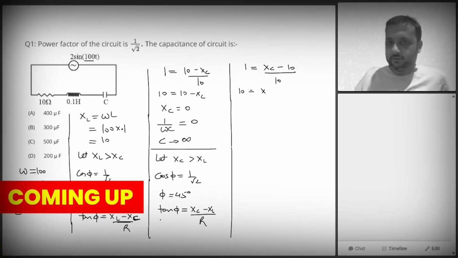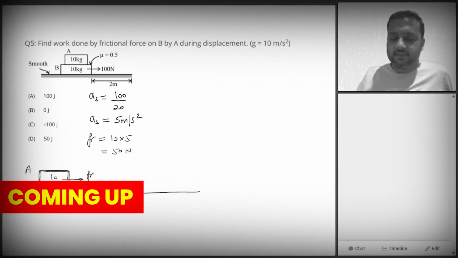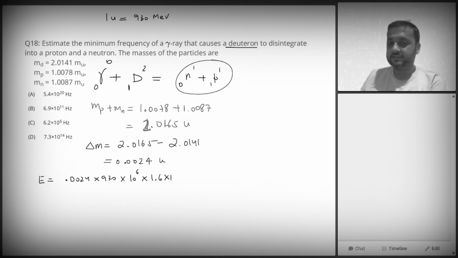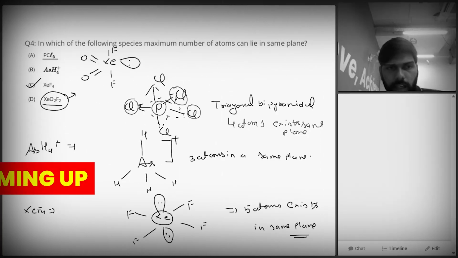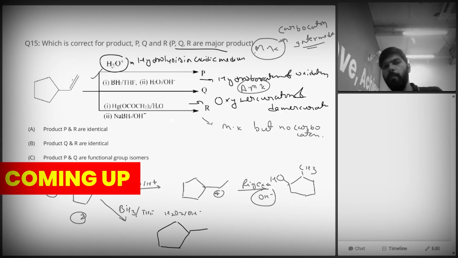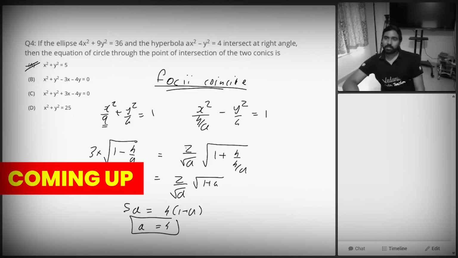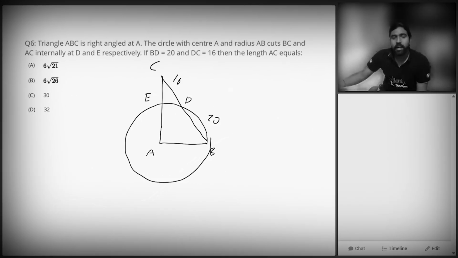So you can see that 10 will be equal to XC minus 10. So if we assume A and B as a system, that means we are saying that friction acting on the block A is 50 Newton. And electron volt means 1.6 into 10 to the power minus 19 joules. XeF4 is the right answer. Okay, and simply here OH will attach and here H will come. That's it. We'll always lie on the circle x square plus y square equal to 5. BD is given to you as 20 and DC is given to you as 16. The question is, what is the value of AC?